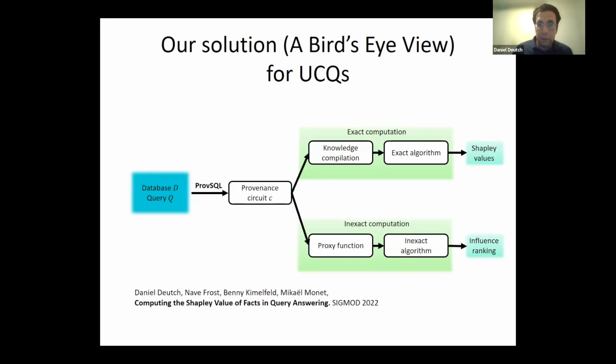into a circuit, then applies a second step of knowledge compilation of the circuit, and then applies the exact algorithm over the compiled circuit to compute the Shapley values when this is possible. Sometimes compilation fails or is too slow, and then we propose a way for an inexact computation through a proxy function which allows us to rank the influence without actually computing the Shapley values.